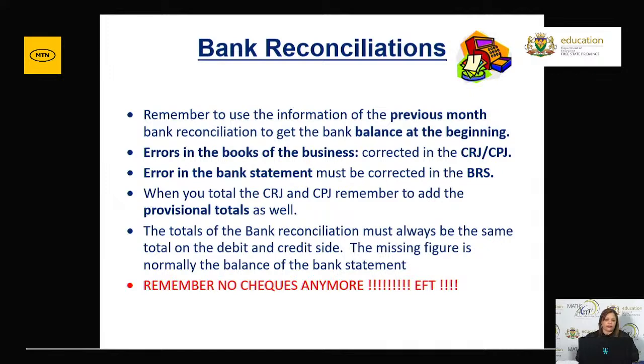Don't forget about it. The totals of the bank reconciliation must always be the same, total on the debit and total on the credit side. The missing figure is normally the balance of the bank statement. Remember, we do not have cheques anymore. We only talk EFT. We don't have cheques, only EFT. So you must not talk anything about cheques.